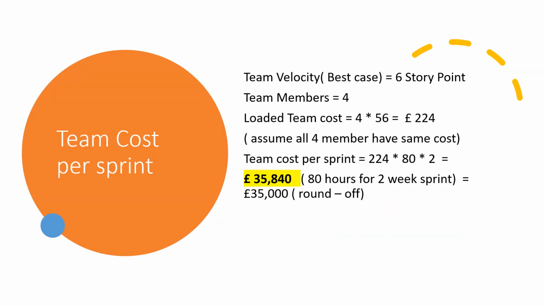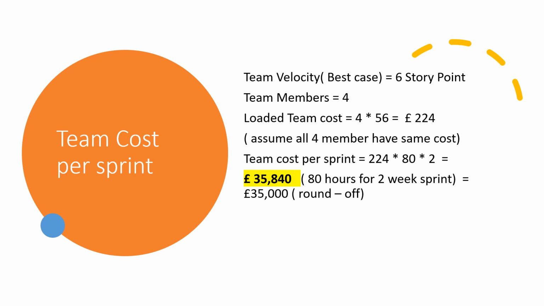Now let's calculate the cost per sprint, the team cost per sprint. From our previous example, we know that team velocity, the best case scenario, is 6 story points. Total team members are 4. So the loaded team cost is, we just multiply team members 4 by 56 per hour. So the cost comes to around 224. For this particular example, we assume that all team members have the same cost. But in an actual project, again, it will vary based on the experience and skill set of the team members.